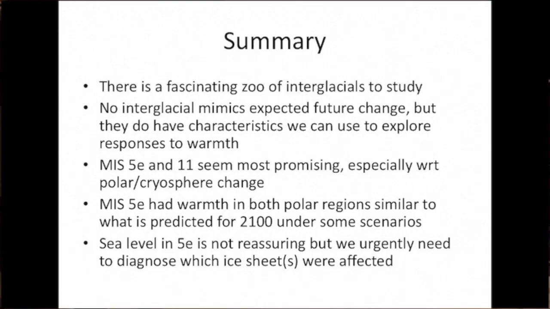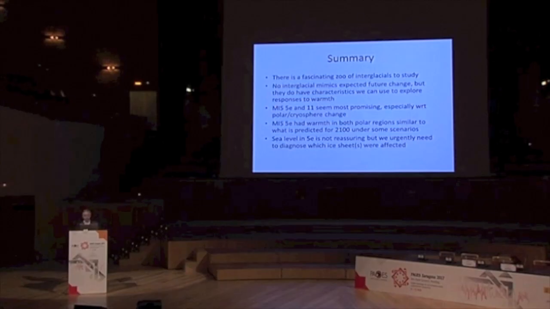Stage 5e and 11 seem the most promising for doing this, and the sea level in stage 5e in particular is not at all reassuring about our future, but I think we urgently need to be able to explain which ice sheet, or whether it was both of them, was affected and why, because either our models are way too sensitive, or the current ice sheet models are way too sensitive, or there's some problem with the sea level records, or we're just not seeing something that's such a gross feature that we really ought to easily be able to find it.